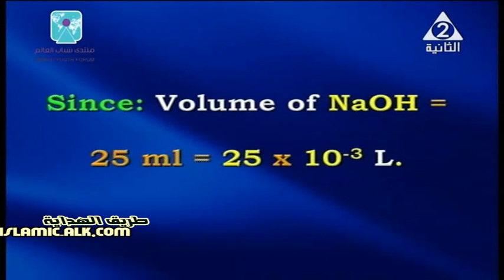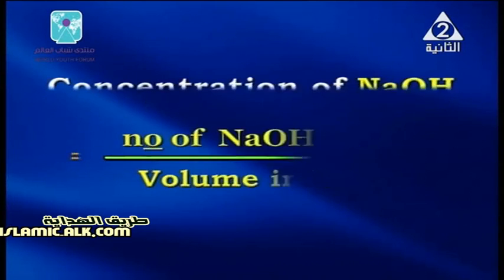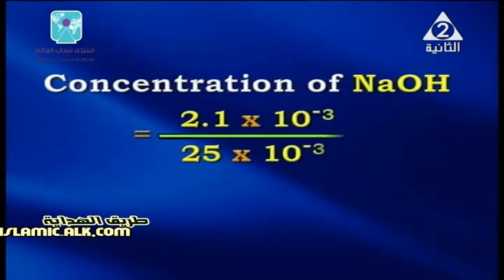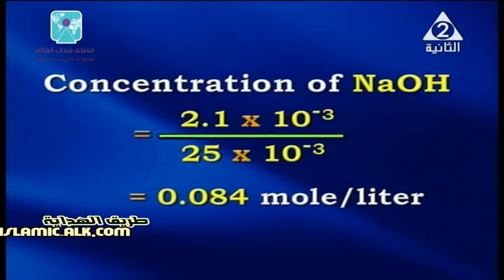Since the volume of sodium hydroxide equals 25 milliliter, which equals 25 times 10 to the power negative 3 liter, the concentration of sodium hydroxide equals number of moles of sodium hydroxide over the volume in liter, so it will be 2.1 times 10 to the power negative 3 over 25 times 10 to the power negative 3, which equals 0.084 mole per liter.